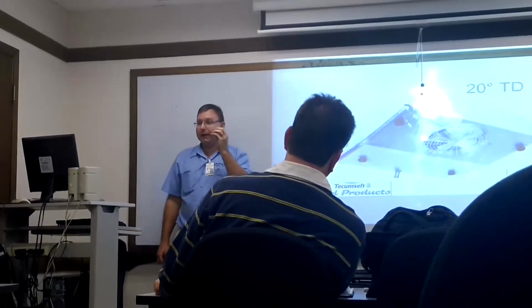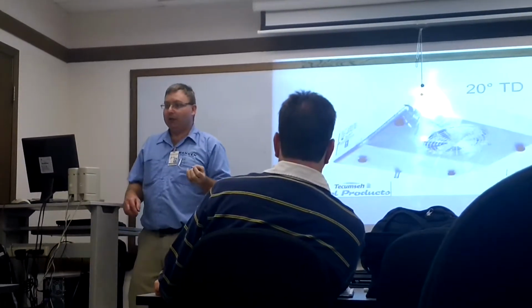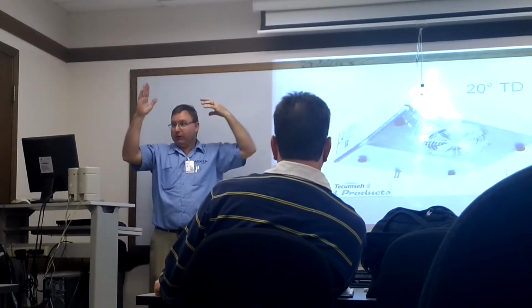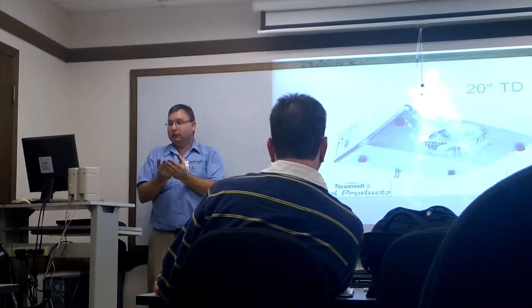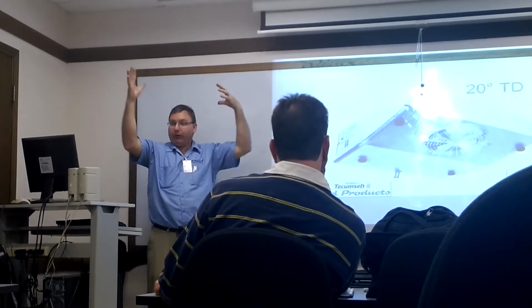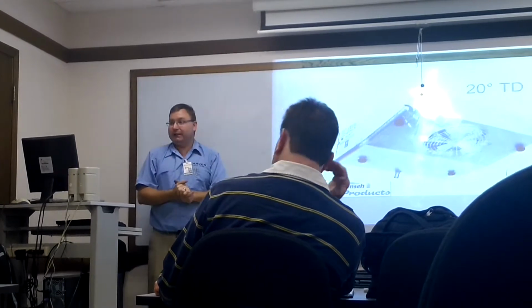Return air temperature minus our evaporating temperature. That's our TD. So our return air coming across our evaporator coil minus our evaporating temperature is going to give us our TD. So if I got 40 degrees coming across my coil, and I got a 20 degree evaporating temperature, that gives me 20 degrees TD across that coil.